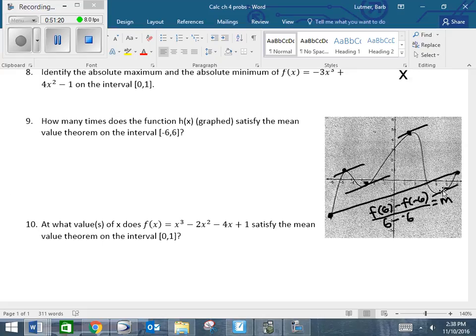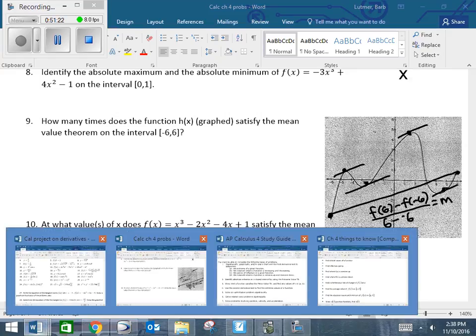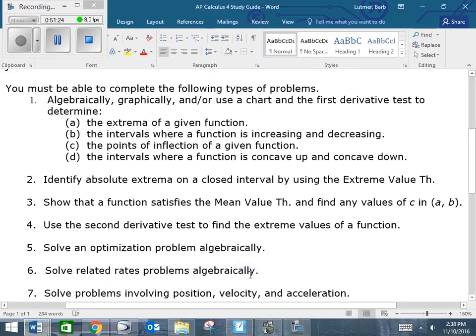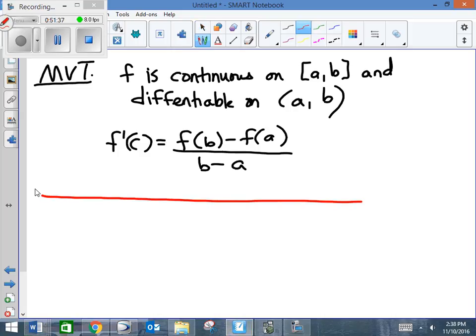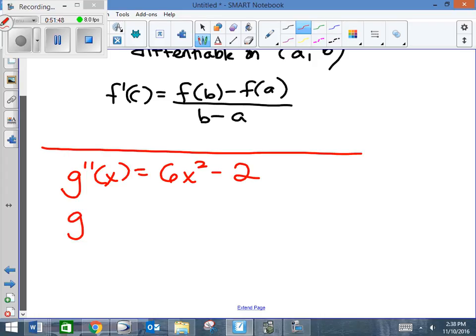Okay. All right. So let's go back to the study guide. Make sure we're hitting everything here. All right. Second derivative test. Remember I said I was going to force this? Now I'm saying it again. All right. G double prime of x is 6x squared minus 2. G prime of 2 equals 0.